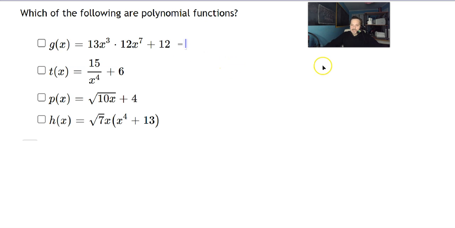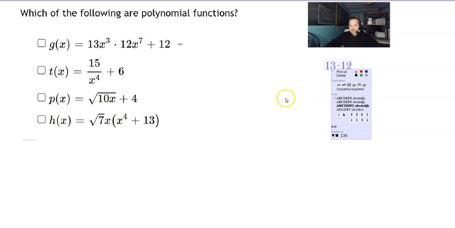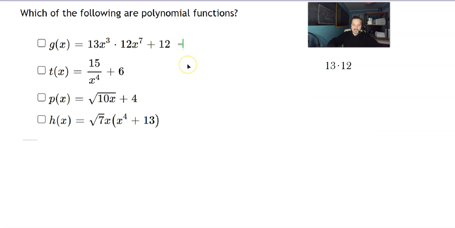So let's do the multiplications on the side here. I'm going to do the 13 times the 12, whatever that comes out to be. Okay, so that gives 156. So you're going to end up with 156 x raised to the 3 plus 7, which is 10, and then plus 12. This is a polynomial for sure. Notice that the exponent is 10, and that's a positive number, and it's a whole number. And then this is just 12. That's a polynomial. It matches the definition.